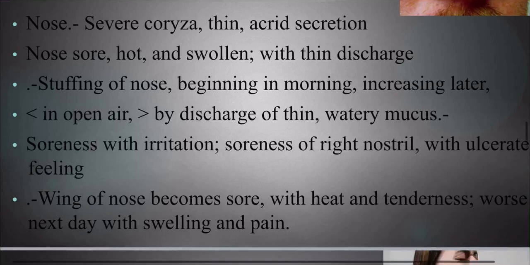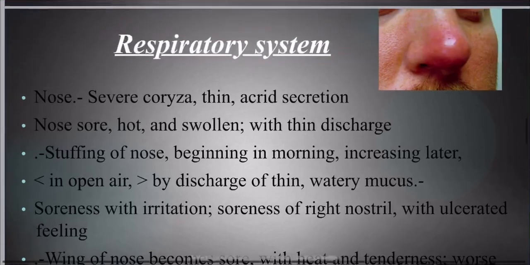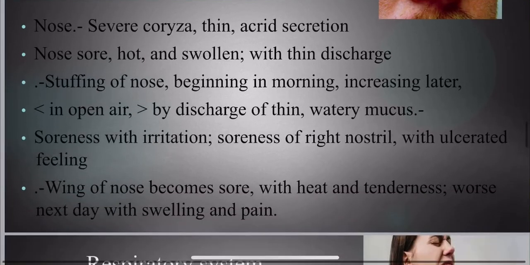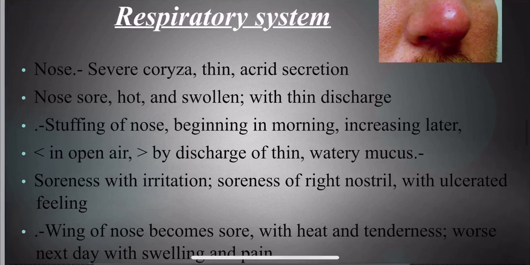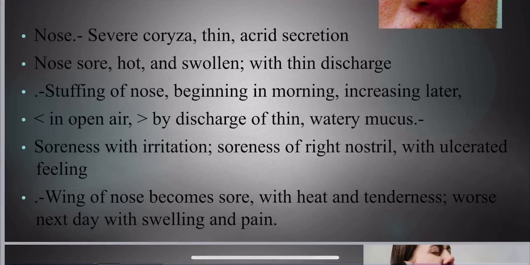Soreness with irritation, soreness of the right nostril. Guys, you can see here, soreness with irritation. The person is having irritation, soreness of the right nostril with an ulcerated feeling. So everything is left-sided in the Ophidia groups, but here in the coryza, the right nostril will be sore with an ulcerated feeling. The wing of the nose becomes sore with heat and tenderness. Worse next day with swelling and pain.